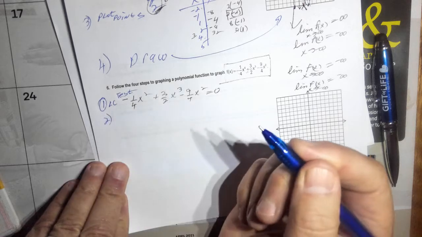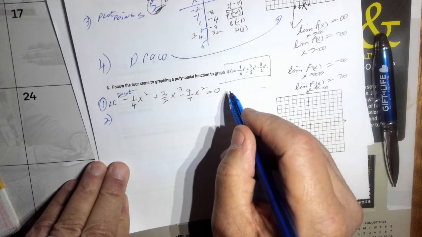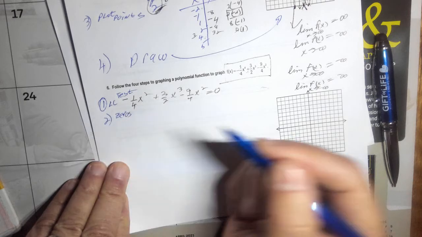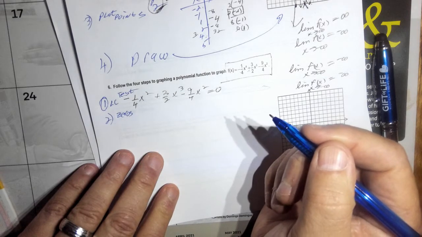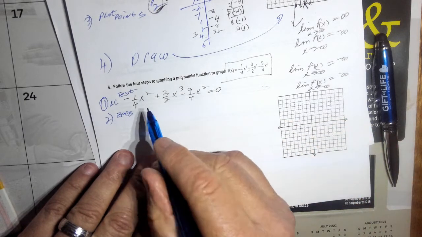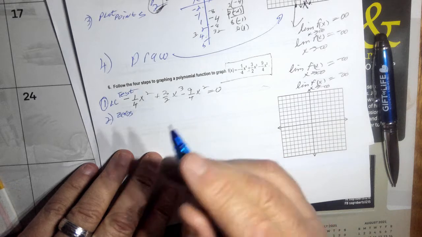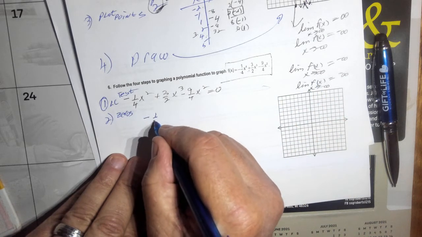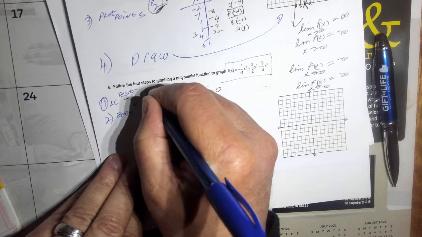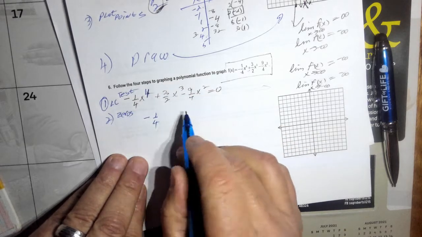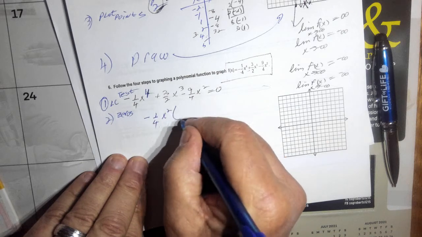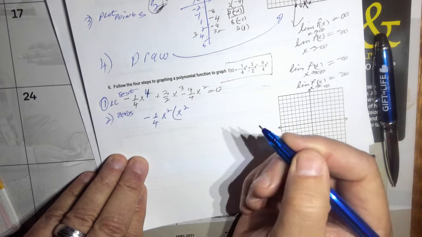Step 2, we got a factor. This is what I was going to do next. Find the zeros. Same thing as factoring. You could factor out a -1/4. This should have been x to the 4th. I don't know why it says x squared. So it's a -1/4 x squared. That leaves me with x squared there.